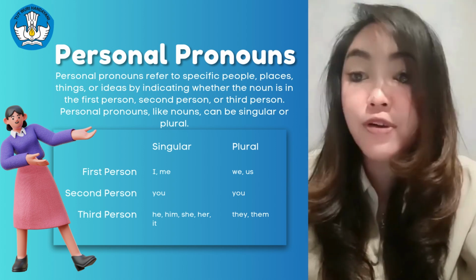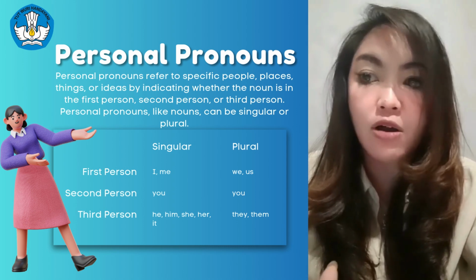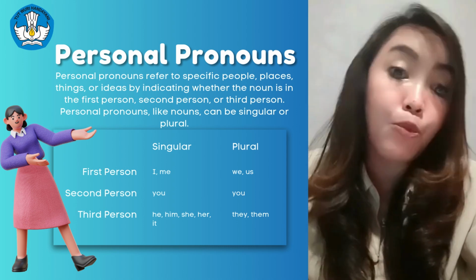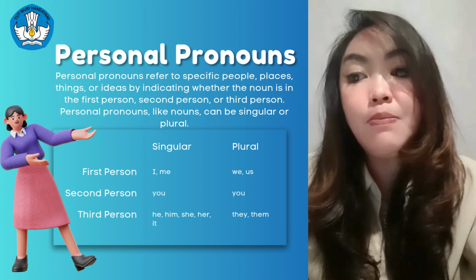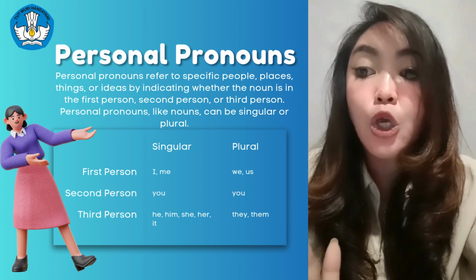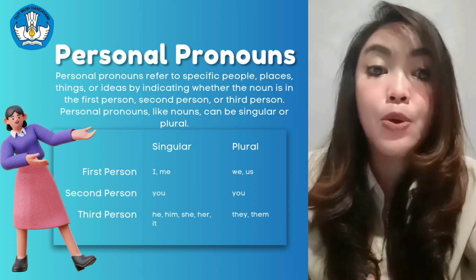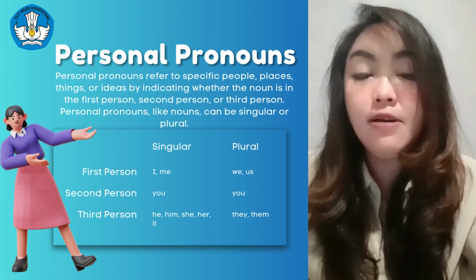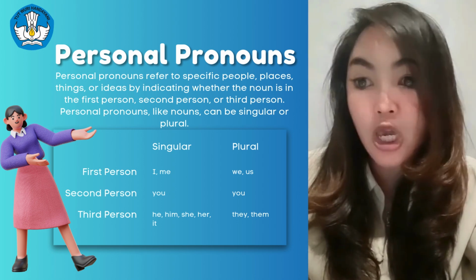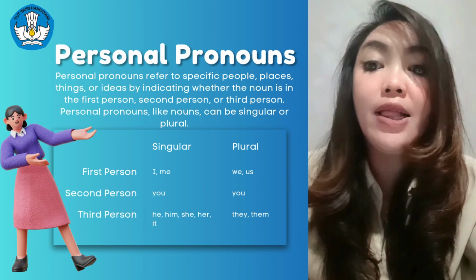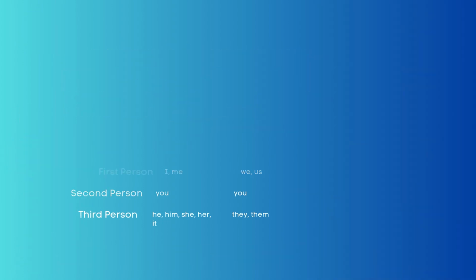So let's see, for the first person, we have the singular I and me. For the plural, we have we and us. While in the second person, we have you in the singular, and in the plural, also you. In the third person, we have he, him, she, her, and it, while in plural, we have they and them.